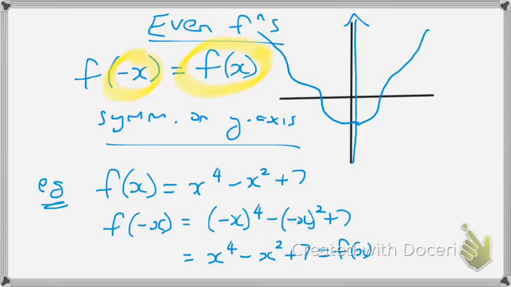So that is even. Now in reality what we'll end up doing is we will use this to sketch the curve. We'll have the curve, we'll sketch the positive side, and then we'll use symmetry to sketch the negative.